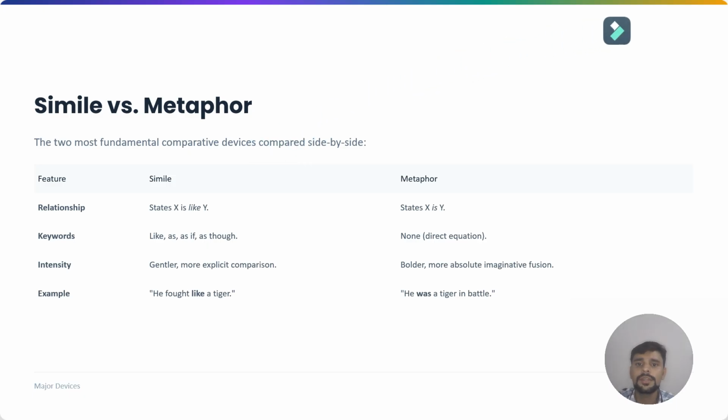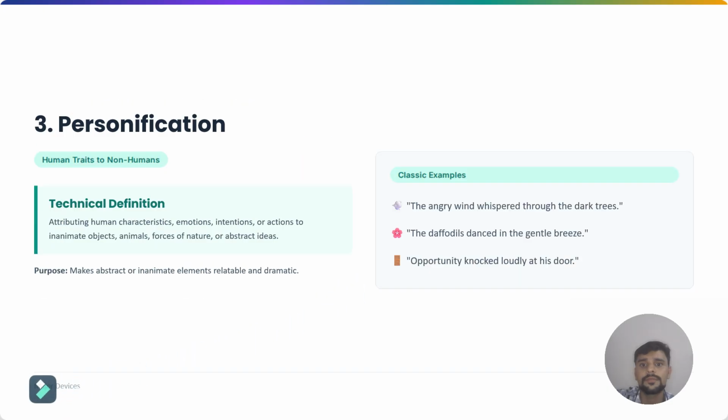I'll give you, the child was as quiet as a mouse. What is it? Correct, simile. The child was a mouse in the corner. What is it? There is no comparison in this. So it is metaphor. The second one is more imaginative and indirect. That's the distinction you need to recognize instantly.